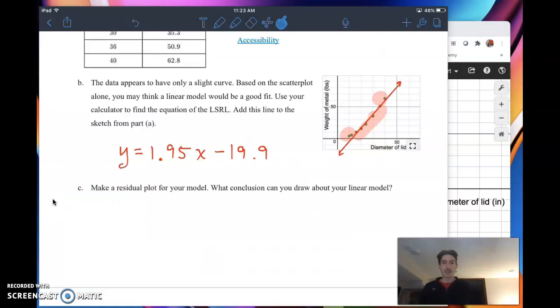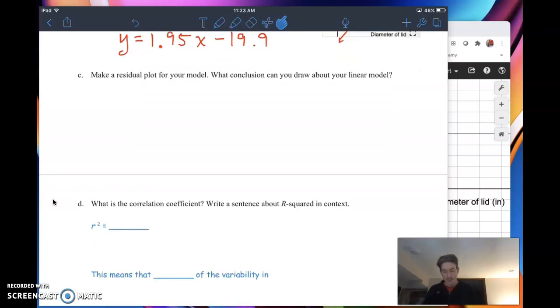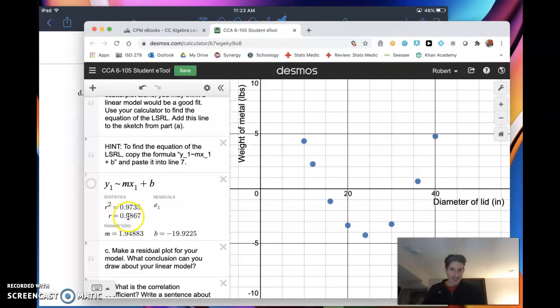Okay, so let me go back to the notes here. I made a residual plot, and I think you guys heard me loud and clear. The residual plot shows a definite U-shaped or maybe even parabolic shape pattern. So the linear model, definitely not a good fit. But they do give me a correlation coefficient, and that correlation coefficient was 0.9867. There's my R value. Now my R squared value is 0.9735.